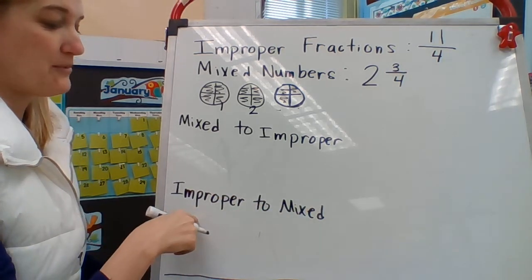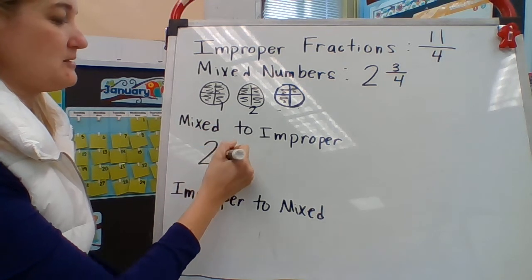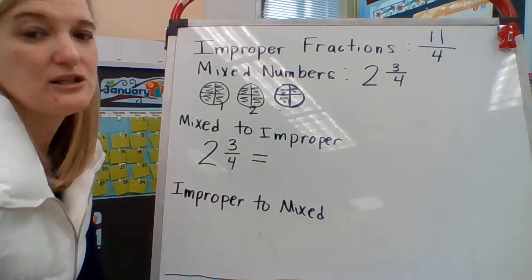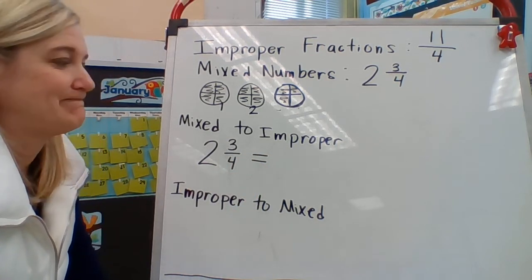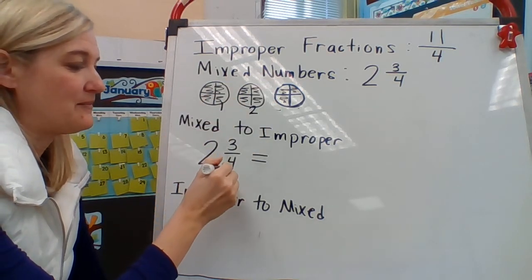I'm also going to show you how to make a mixed number into an improper fraction and how to change an improper fraction to a mixed number. So the first thing I'm going to do is take the mixed number 2 3/4 and change that into an improper fraction. Improper fraction: the bigger number on the top, the smaller number on the bottom.